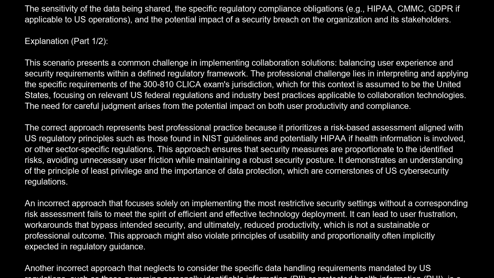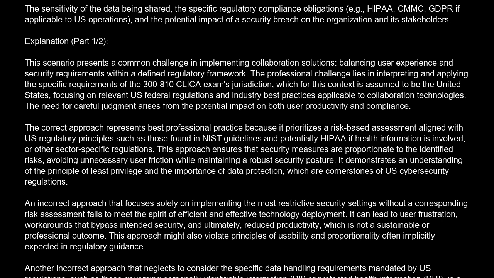Explanation. This scenario presents a common challenge in implementing collaboration solutions, balancing user experience and security requirements within a defined regulatory framework. The professional challenge lies in interpreting and applying the specific requirements of the 300-810 CLICA exam's jurisdiction, which for this context is assumed to be the United States, focusing on relevant U.S. federal regulations and industry best practices applicable to collaboration technologies. The need for careful judgment arises from the potential impact on both user productivity and compliance.